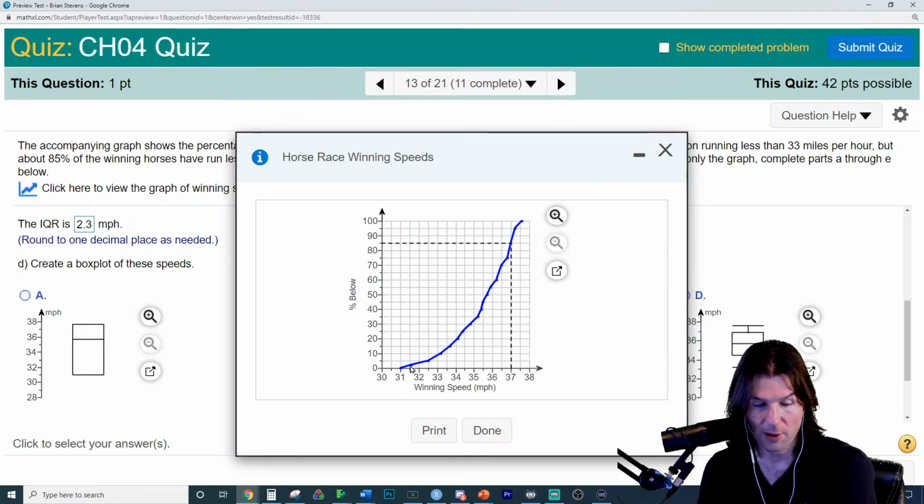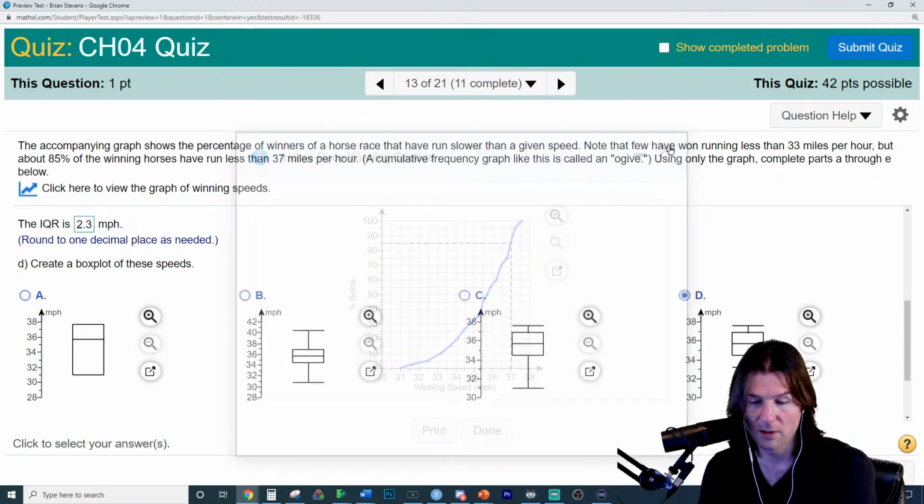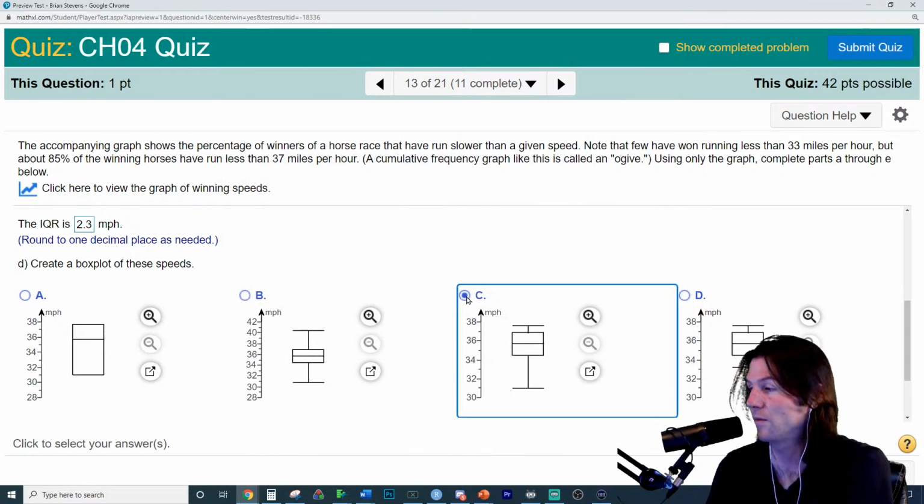There's data at 31. See, there's no big gap, so that eliminates this one. It's not this one because there's data here at 32. If you notice this data point right in here, there's data here, and so that eliminates this one. It has to be this graphic.